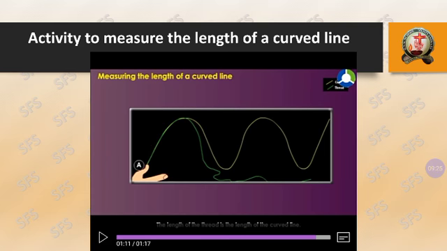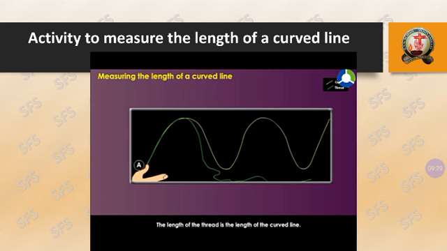So finally, after tracing this curved line, mark the final position where the curved line ends. Mark that position on the thread and then take out the thread completely and make the thread straight. Now place the thread on the meter scale. Now you can easily determine the actual length of the curved line. So this is how we need to measure the length of a curved line.